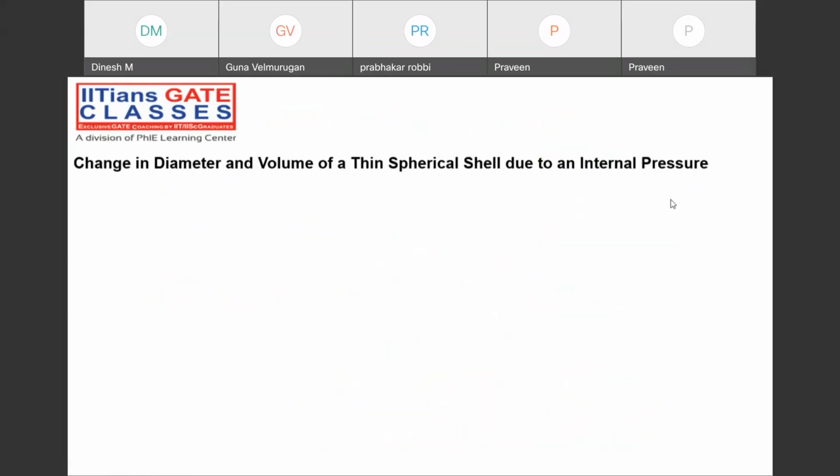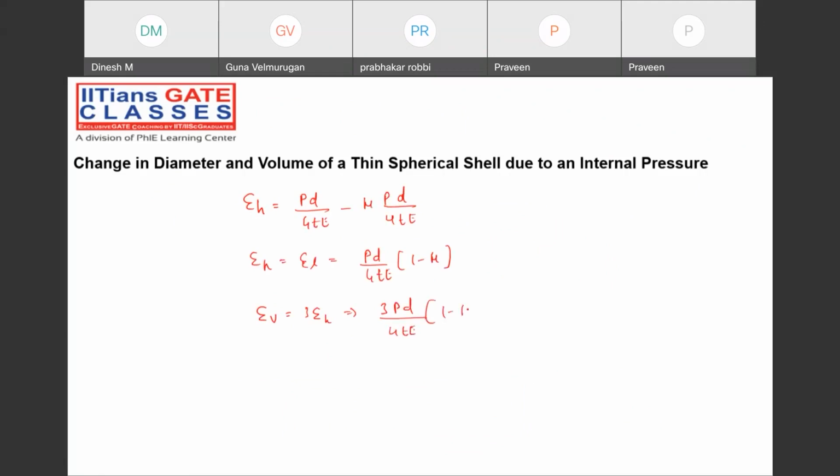Perfect. Thank you. Change in diameter and volume of the thin spherical pressure vessel. What will be the change in volume and the other things we need to calculate? That is a very simple thing. I already told you hoop strain will be PD divided by 4tE minus mu into PD divided by 4t, that is PD divided by 4tE into (1 minus mu). Hoop strain will be equal to longitudinal strain. Volumetric strain will be 3 times the hoop strain, so that is 3 into PD divided by 4tE into (1 minus mu).